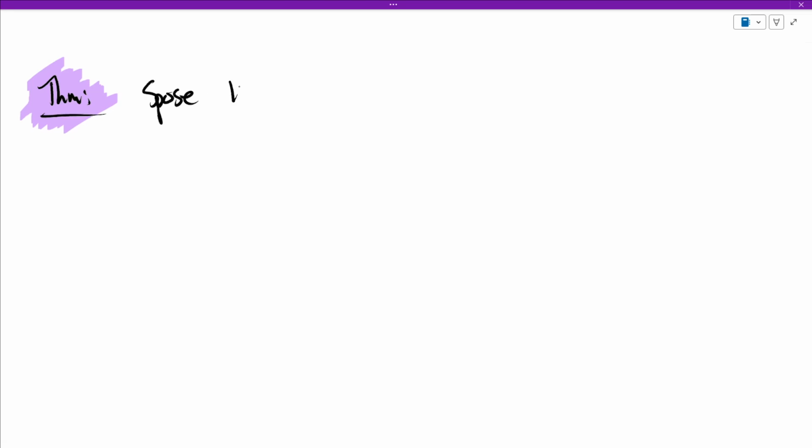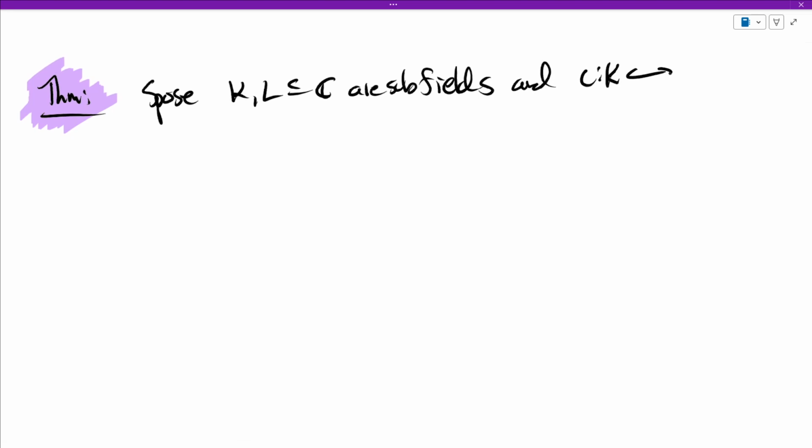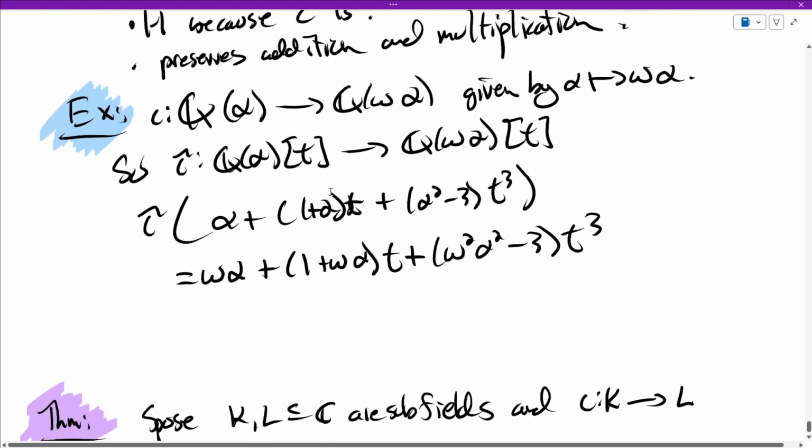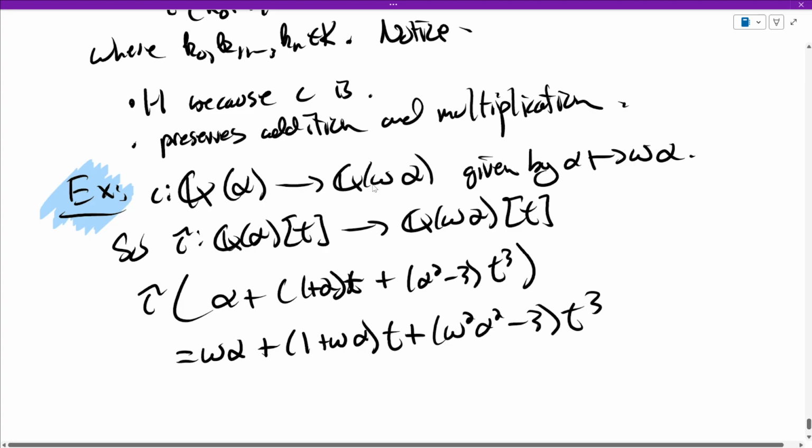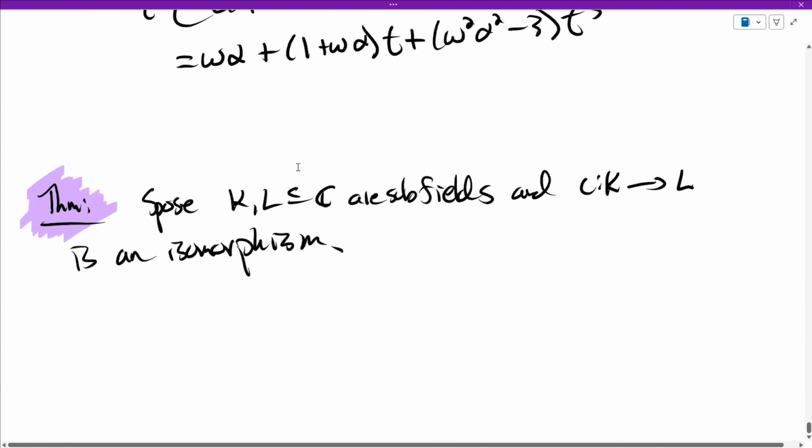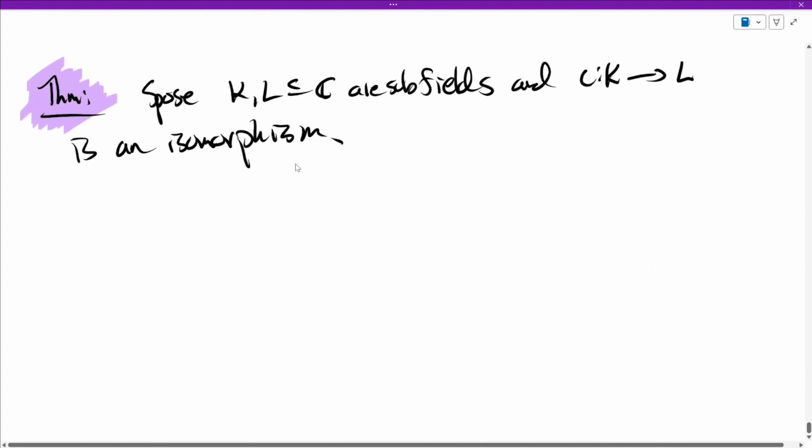So suppose K and L are subfields of C, and we have one of these change of coefficient functions. Actually, it's an isomorphism. What's an example of such a thing happening? Well, the example that we just did. Q adjoin alpha, Q adjoin omega alpha are both subfields of C. This iota is an isomorphism between them. So think of that example.